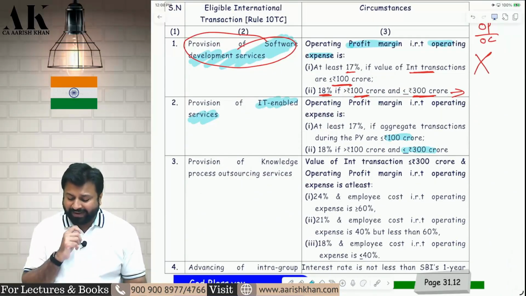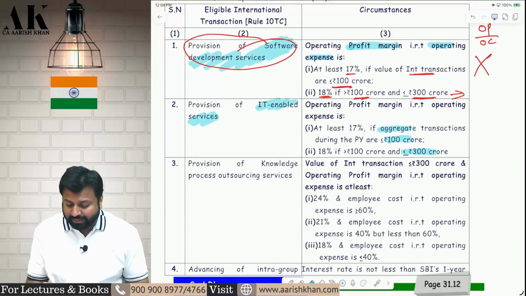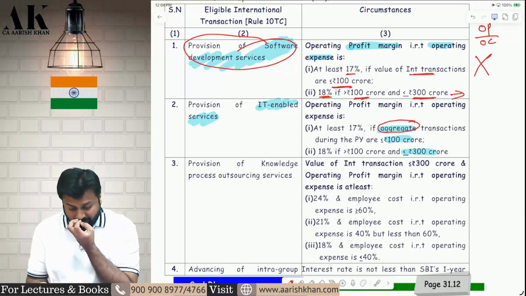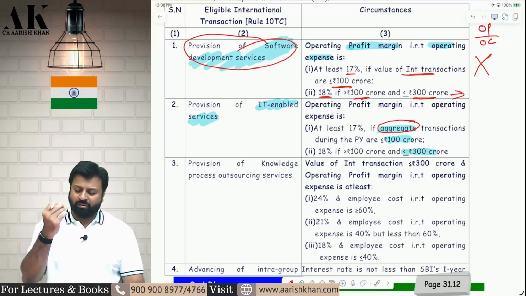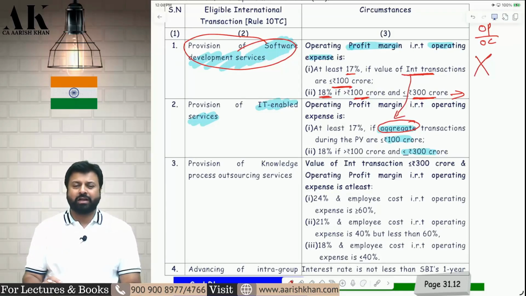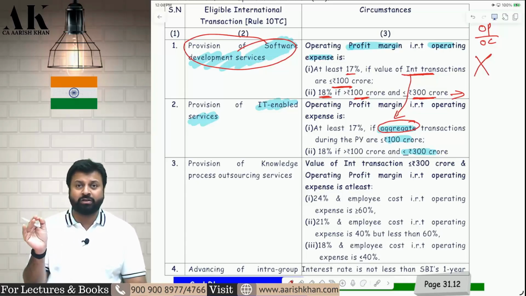But I think mistakenly the government has written the word aggregate over here. If you see all other cases, the word aggregate is not written. Only in this case the word aggregate is written. In the rest, it is written the value of international transaction. Nobody pays so much attention. Don't worry. You assume this to also be the value of international transaction only. Just assume the same. Don't get into the concept of aggregate. But technically the word used over here is aggregate. If you see the original law, if you see the actual safe harbor rule on the CBDT website.